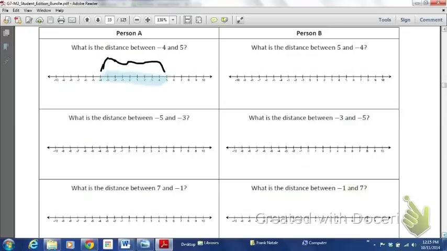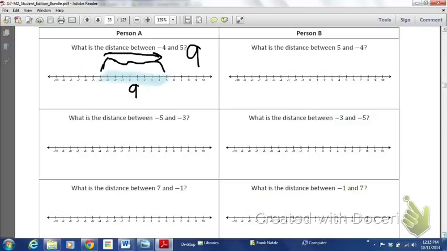If I had a little ant that moved from -4 up to 5, and we counted that, we go 1, 2, 3, 4, 5, 6, 7, 8, that's 9. So this is 9 units long. This distance here is 9 units, okay? This is 9 units.